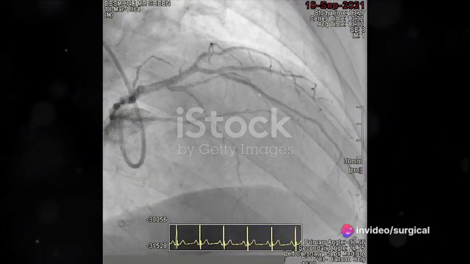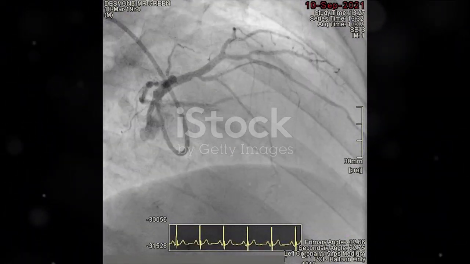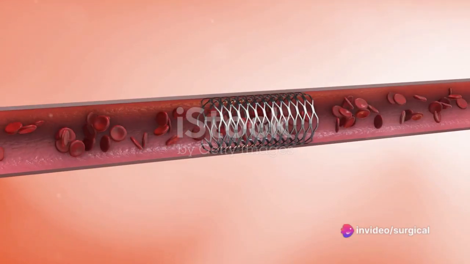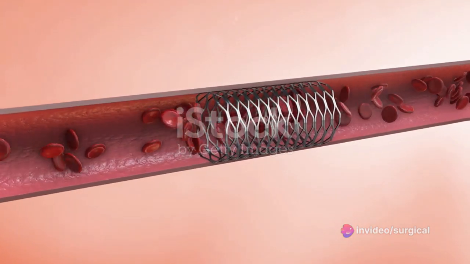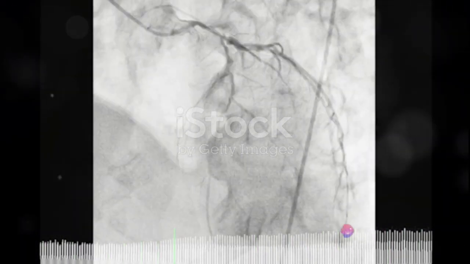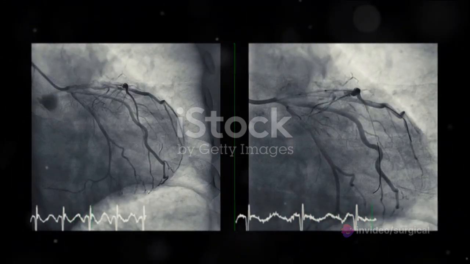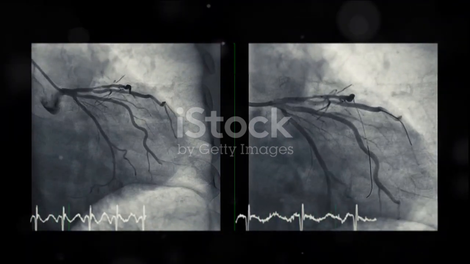CABG, a more invasive procedure, creates new routes for blood to flow to the heart by bypassing the blocked arteries. It's typically recommended for patients with severe blockages or multiple narrowings in the coronary arteries. Despite its effectiveness, it's important to note that CABG comes with a higher risk of complications such as infection, bleeding, and stroke, and it generally requires a longer recovery period with an extended stay in the hospital and a more intensive rehabilitation process.